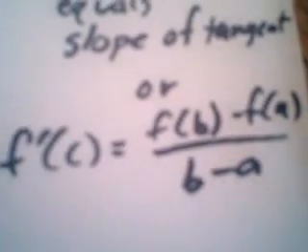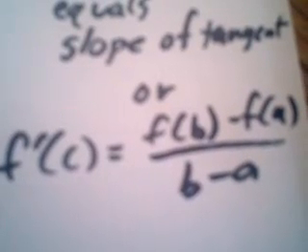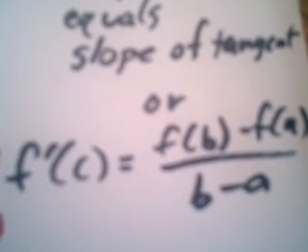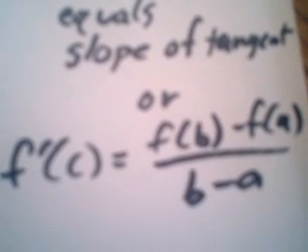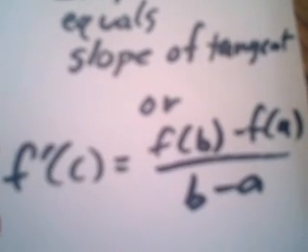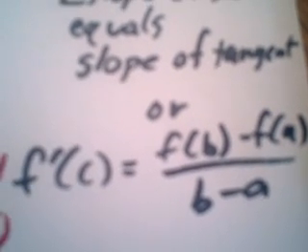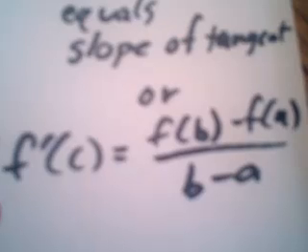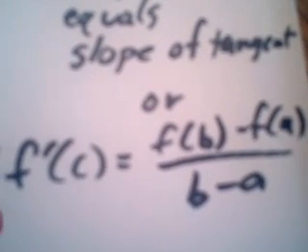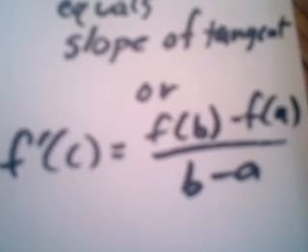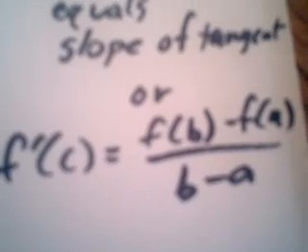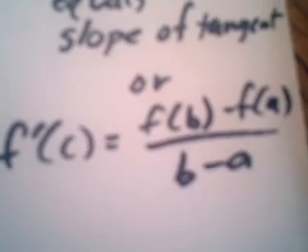f prime of c equals f of b minus f of a all over b minus a. Again, the mean value theorem doesn't help us find that point. It just tells us that there must be at least one point in between a and b where the slope of the tangent line, the left side, must equal the slope of the secant line, the right side.